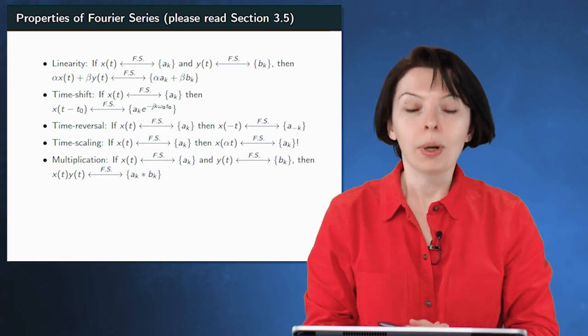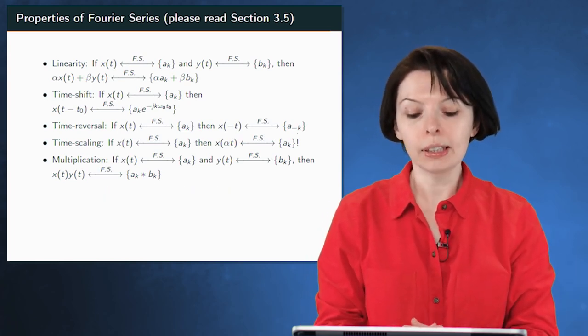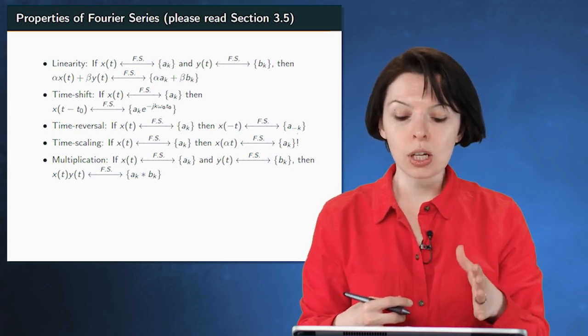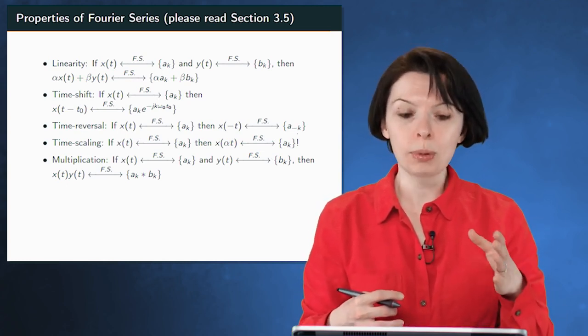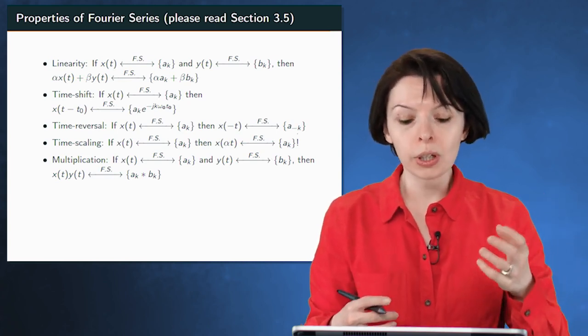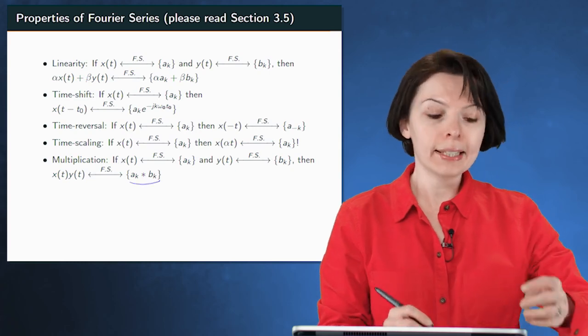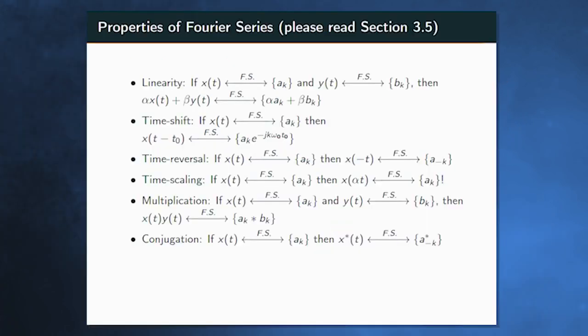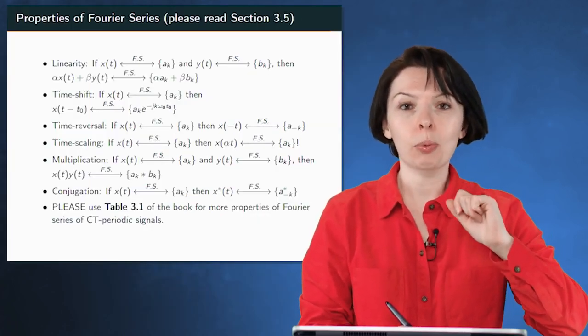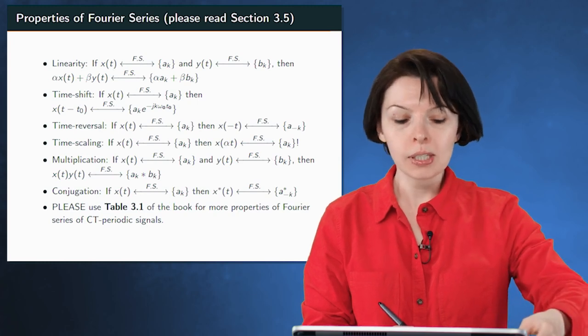And then the multiplication property says if we denote Fourier coefficients of x of t with a_k, and Fourier coefficients of y of t with b_k, then the Fourier coefficients of x multiplied by y are going to be equal to the convolution of a_k with b_k. The conjugation property says the Fourier coefficients of x conjugate of t are going to be equal to a conjugate of negative k. All of these properties are provided in table 3.1 of your textbook.